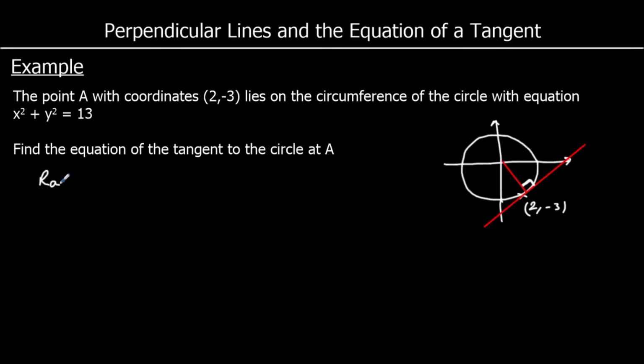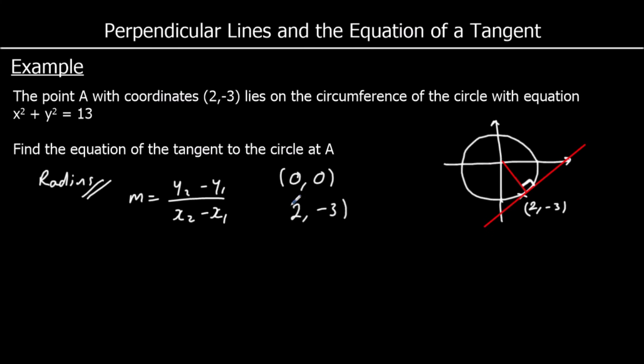So for the radius, the gradient is going to be the change in y over the change in x, y2 minus y1 over x2 minus x1. We know it goes through (0, 0), the center of the circle at the origin, and it goes through (2, -3). So we can call these x1, y1, x2, y2. Let's substitute them in. So y2, negative 3, take away 0, over x2, which is 2, take away 0. So the gradient of the radius is negative 3 over 2.